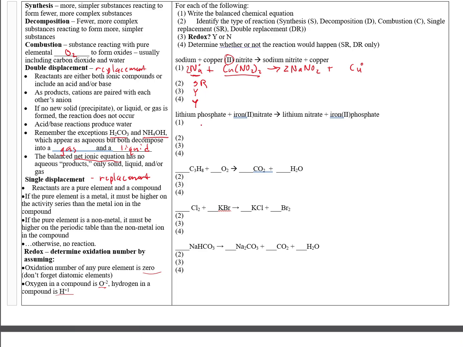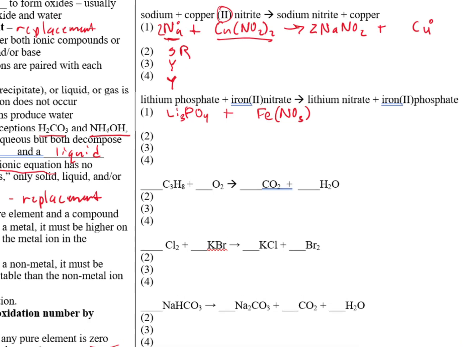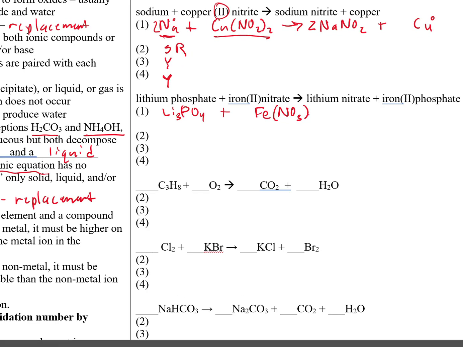Next is lithium phosphate. Remember, lithium has a +1, but phosphate has a -3, so that we need 3 lithiums to go with 1 phosphate. This is iron 2 nitrate. So NO3 is the nitrate. Each nitrate has a -1 charge, so there must be 2 of them here. The lithium nitrate is like this, 1 and 1, because they both have plus and -1 charges.